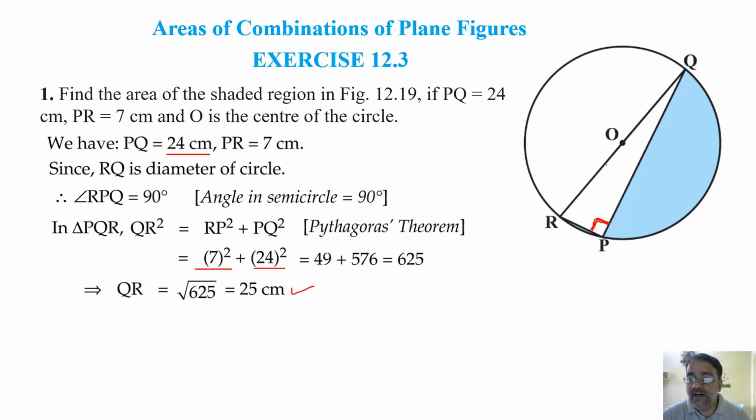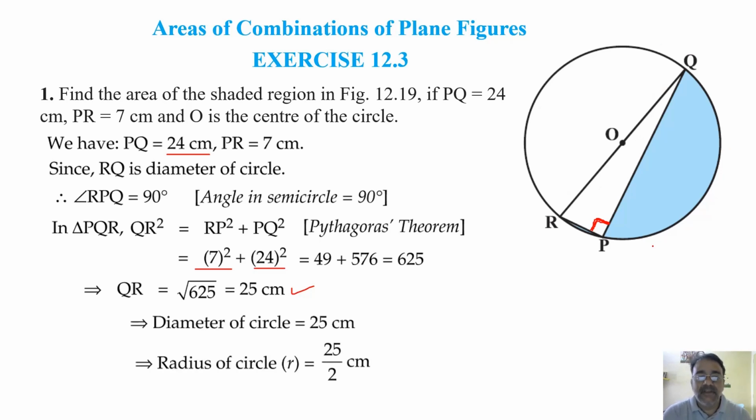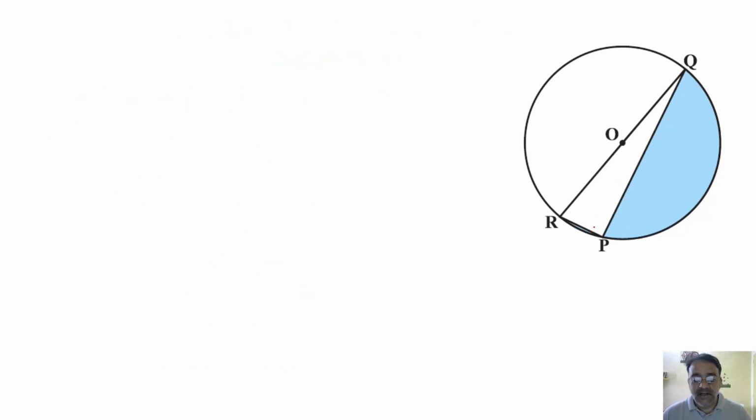Now QR is the diameter of this circle, so the radius will be 25 by 2. Okay. So अभी इस हाफ सेमी सर्कल में अगर हम लोग राइट ट्राइंगल निकाल देते हैं, if we remove the right triangle from this semicircle, then we'll get the area of shaded region. So area of shaded region क्या होगा? Area of semicircle minus area of triangle PQR या RPQ.